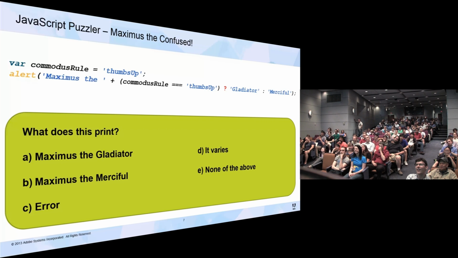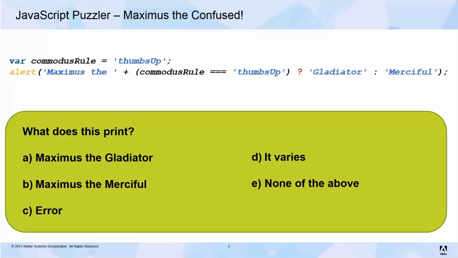Okay. All right. So let me give my naive walkthrough. I see that we have a variable called Commodus's rule, and it's initialized to the string literal thumbs up. Then I have an alert statement, and inside I have Maximus D plus a ternary statement: Commodus's rule strict equals thumbs up. If that's true, gladiator, else merciful. I think Commodus's rule does equal thumbs up, so that's going to be true. So gladiator should get returned, and Maximus D will be concatenated with gladiator. So my answer is Maximus the gladiator, A.